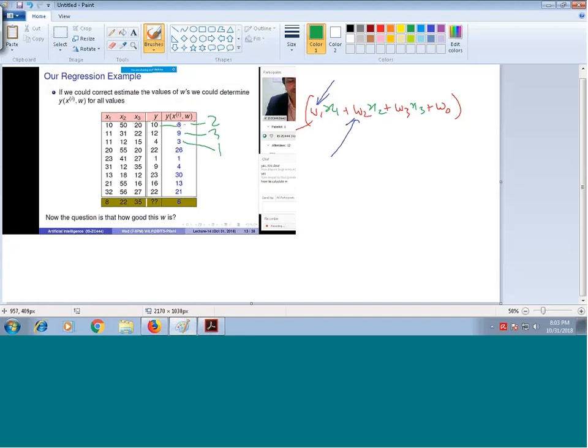Since 10 minus 8 is 2, 12 minus 9 is 3, and 4 minus 3 is 1, 22 minus 26 is minus 4. So sometimes you get minus values also. This is 5. To tackle this situation, such as minus 7, you say that I am going to take the square of these things, square of this, square of this, and find out the summation. And whatever summation I get is going to tell me how good it is. Alright?